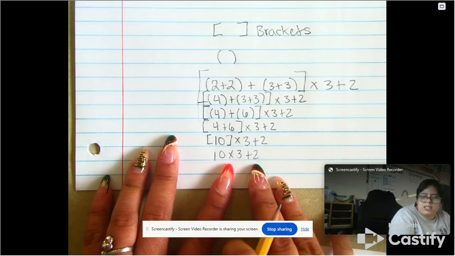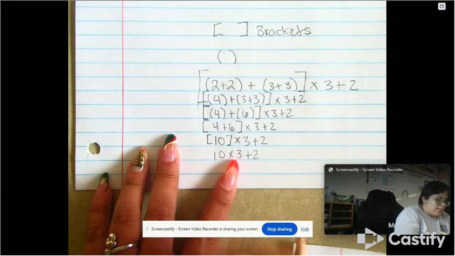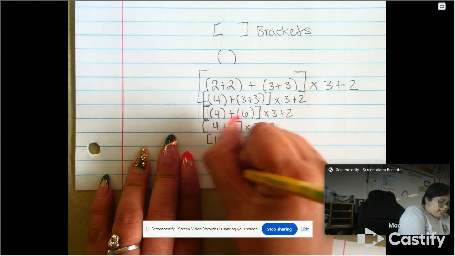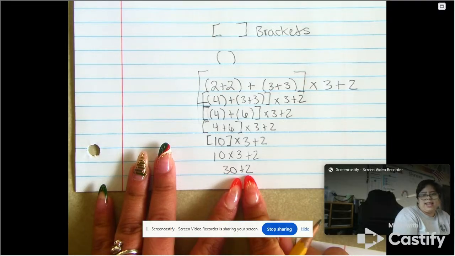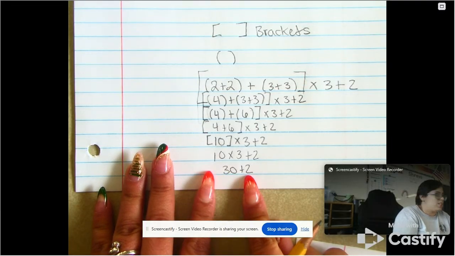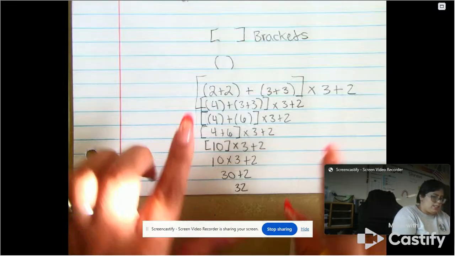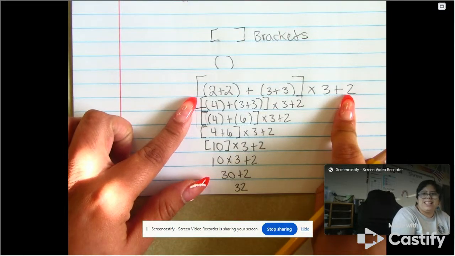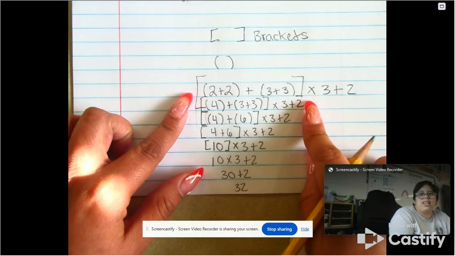I don't have any exponents, and so then my next one is going to be multiplication and division, going left to right. Left to right, I have 10 times 3. 10 times 3 is 30, plus 2. I don't have any more multiplication or division. I'm only left with addition. And 30 plus 2 is 32. So this is just another level of using parentheses.